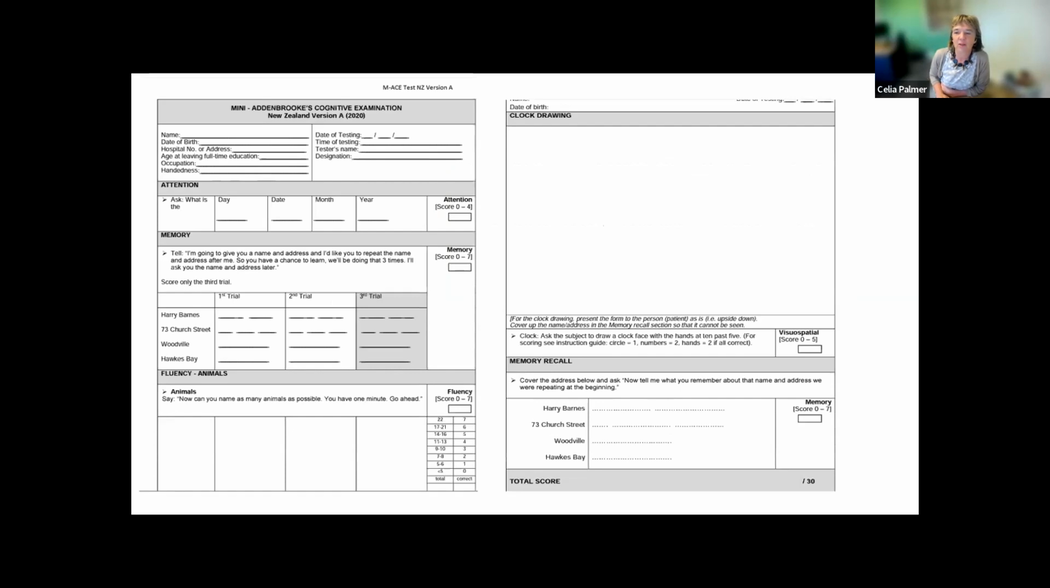Although it looks as if it takes some time, it can actually be quite quick to administer, really trying to find out about attention, memory, fluency, and visual spatial identification to see how that is. So that's one that you can use. It's available easily on the net.